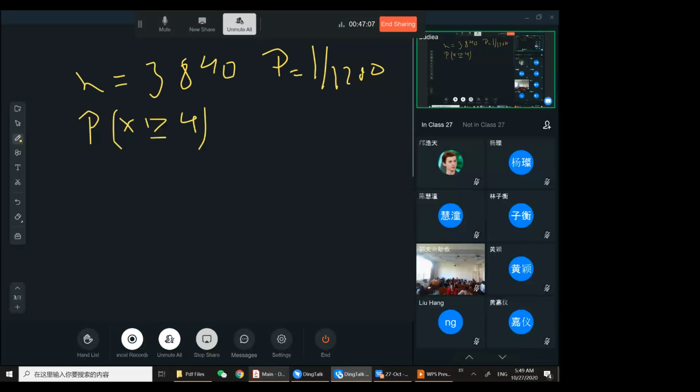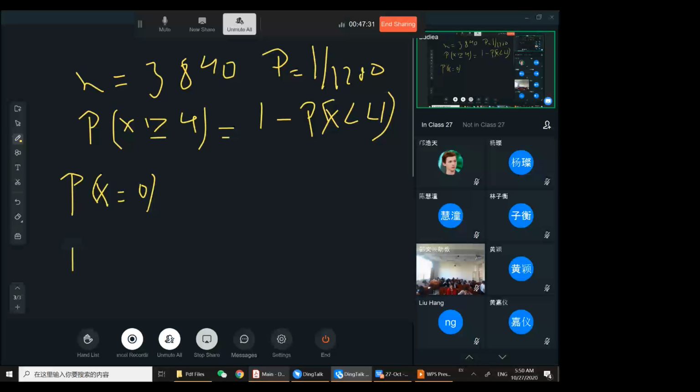or some other software. But what you can do is simply apply the complementary law. That is, it should be equal to 1, because we know the sum is 1, minus the probability of x less than 4. And then you can find the different probabilities: probability of x equal to 0, probability of x equal to 1, probability of x equal to 2, and probability of x equal to 3.